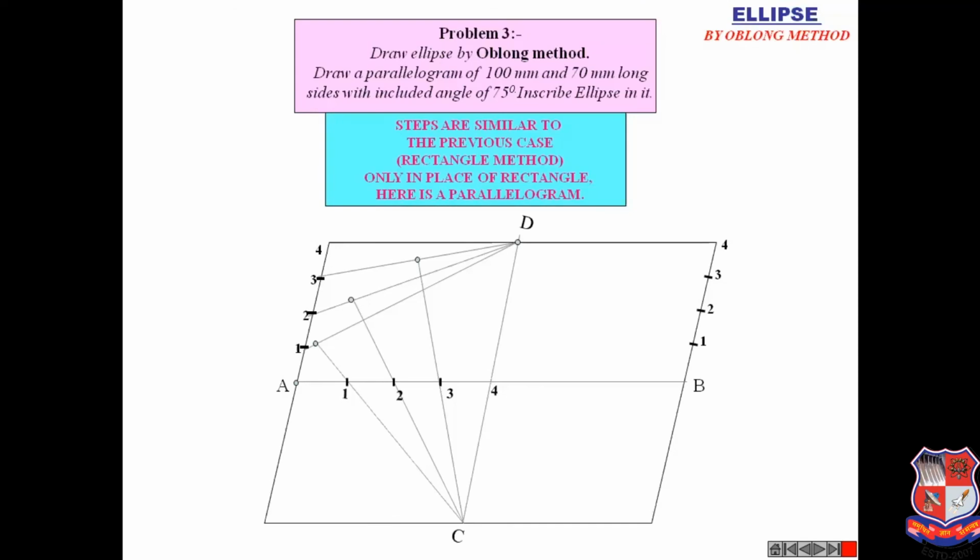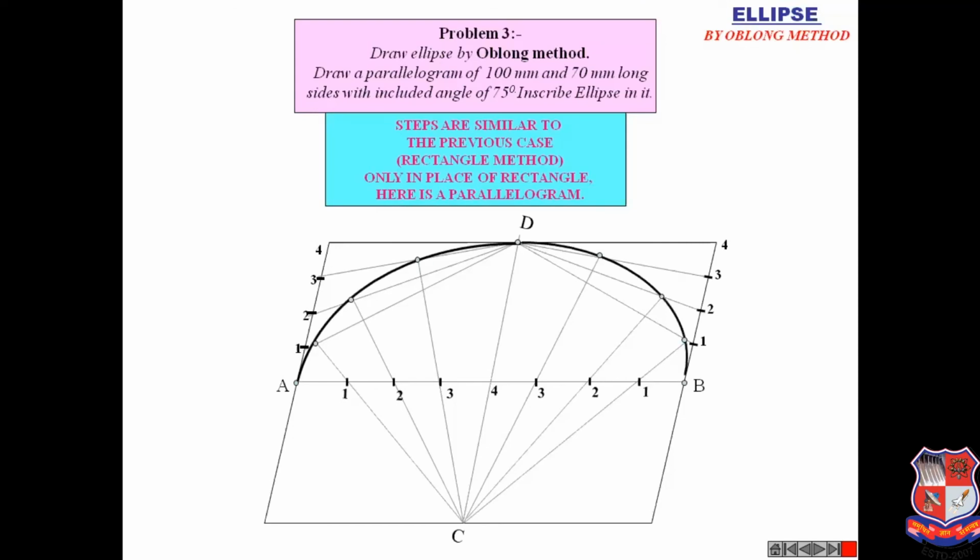The same step is repeated here on the right side: divide the line into an equal number of parts. Same way here, divide the line into an equal number of parts, then join the lines. Okay, so you will get one ellipse. So this one is the ellipse by the oblong method. You have to draw only the ellipse with a dark line, because your ellipse is your answer. So you have to draw the ellipse with a dark, smooth curve.